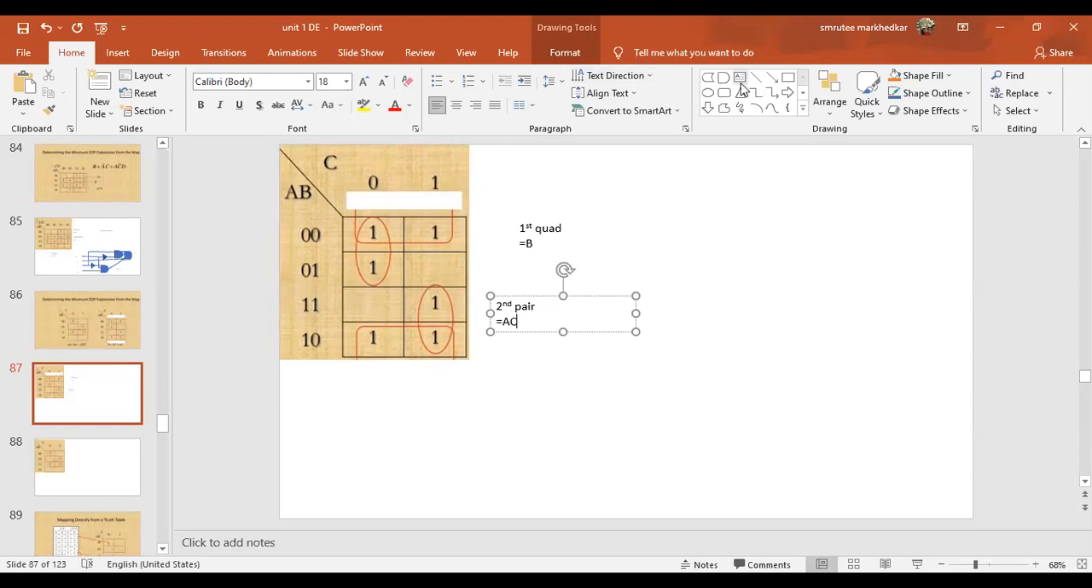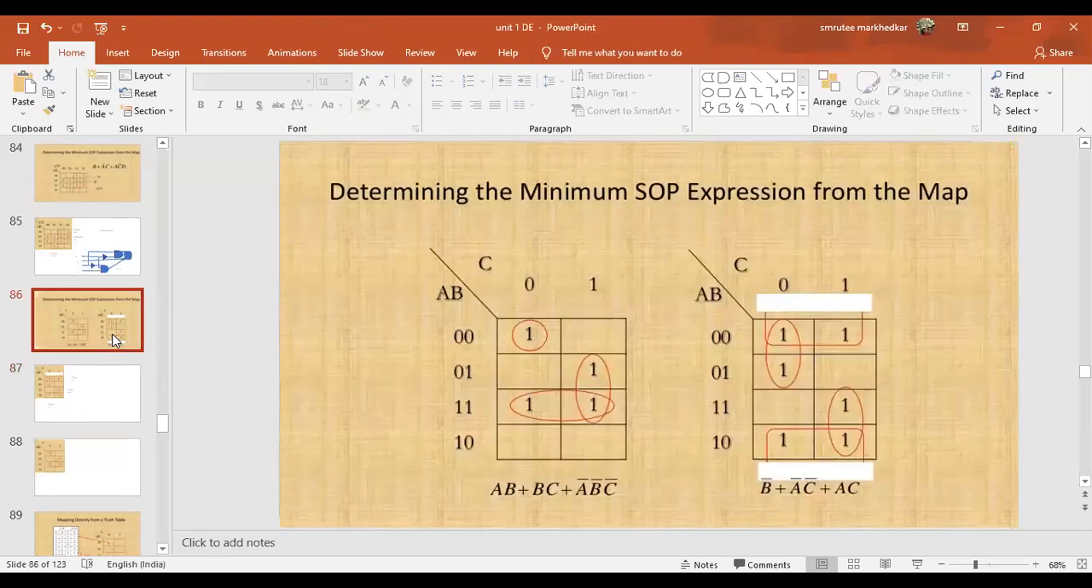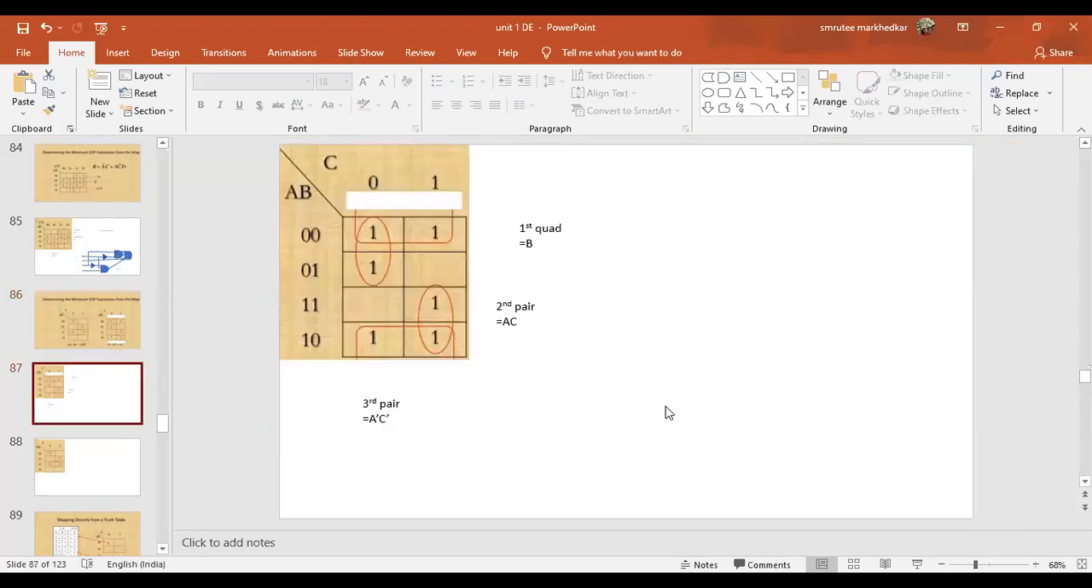Okay, let's go to the third pair, which is here. So I'm writing it here. The third combination that we have is a pair. So you can see here, if you look at AB, you will find A bar is the same, whereas B and B bar are complementary. And if you look at the column part, only C bar is left. The rest is all cancelled. So we are left with only A bar, C bar. So if you look at the answer here, we are looking at this part: B bar plus A bar C bar plus AC. That is what we have got here.